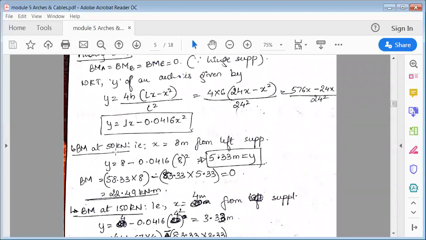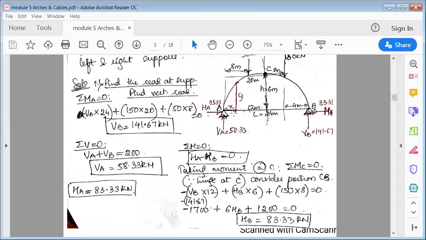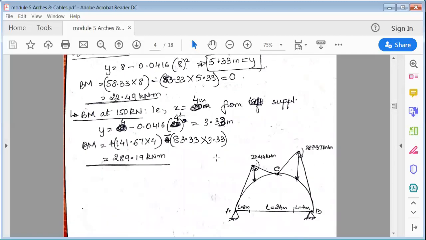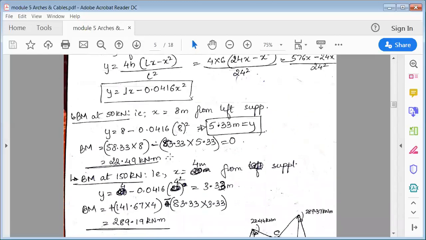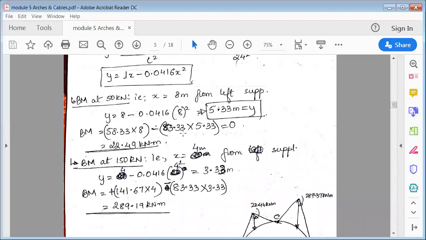So what I'll do here is put it back in the equation. So y is equal to, instead of x, I'll put the value of x, that is 8, and solve this again with x, 8 square. So at a distance of 8 meter, the y distance would be 5.33. That means here at a distance of 8 meter, y would be 5.33. Okay, 5.33 is y.